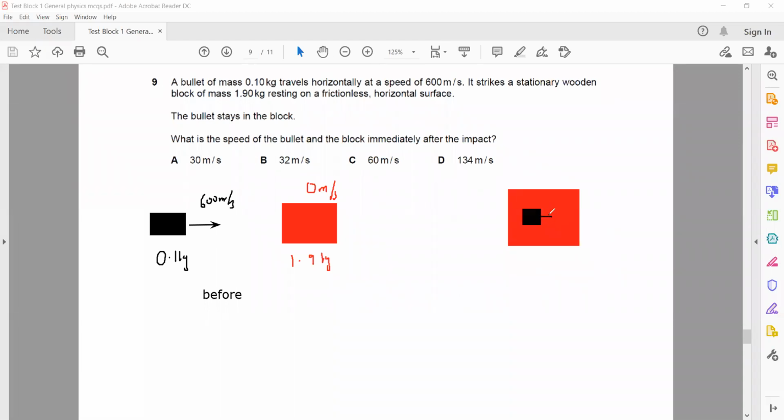So the speed of the bullet and the speed of the block is the same, because the bullet stays in the block, and the total mass will be different, but 1.9 is the mass of the block and 0.1 is the mass of the bullet. This is after the collision. So if we apply conservation of momentum, the total momentum before collision is equal to the total momentum after collision.